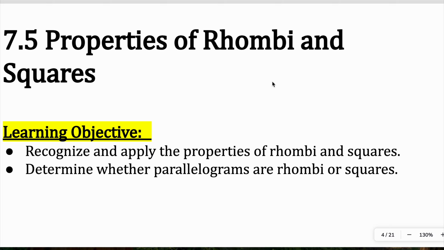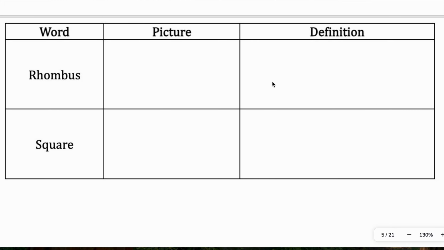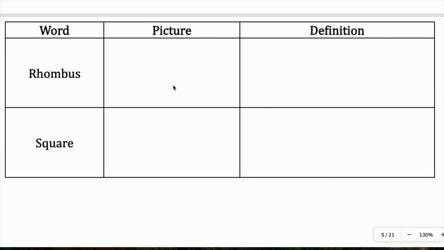Today we're going to be looking at our lesson 7.5, properties of rhombi and squares, so we'll be able to figure out how we can recognize and apply those properties to determine whether a shape is a rhombus or a square, and then determine which parallelograms can be classified as each one. Let's go ahead and decide the differences between each one.